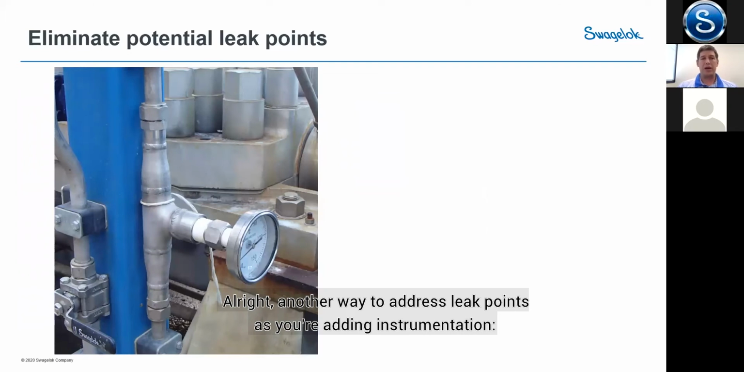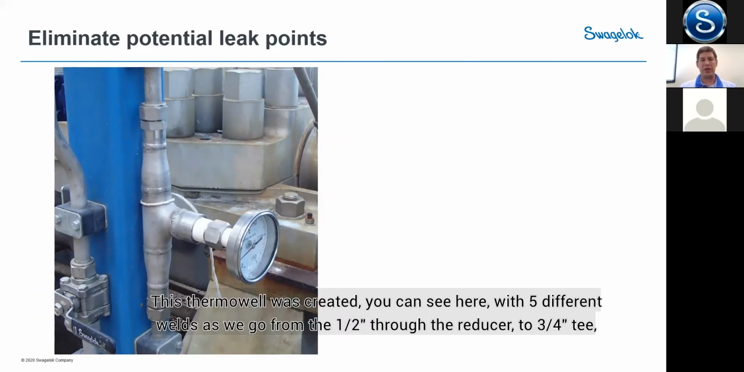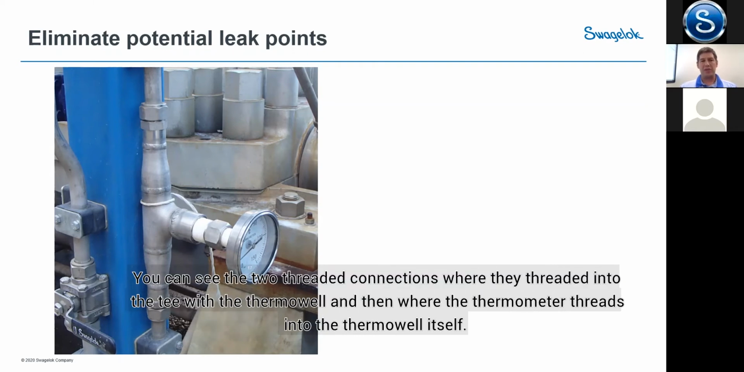All right, another way to address leak points as you're adding instrumentation. In this example, we're looking at a thermal well. This thermal well was created, you can see here, with 5 different welds as we go from the 1/2 inch through the reducer to the 3/4 inch T, and then to the MPT outlet on the T there. While the leak points are critical, we really only have 2 leak points because with a welded system we should be pretty safe. But you can see the 2 threaded connections where it threads into the T with the thermal well, and then where the thermometer threads into the thermal well itself.